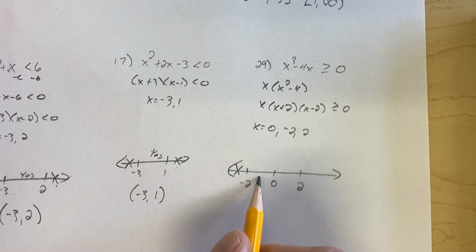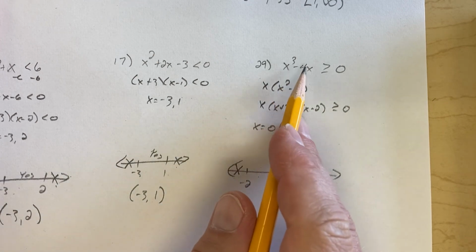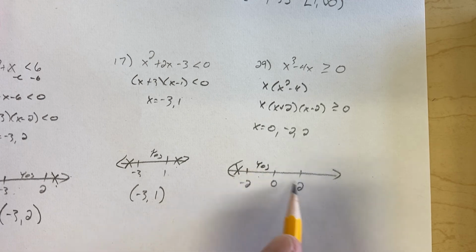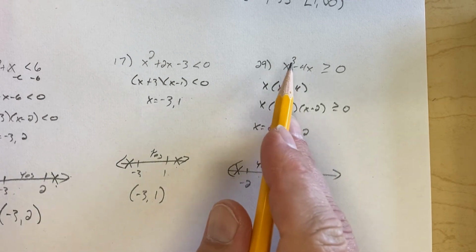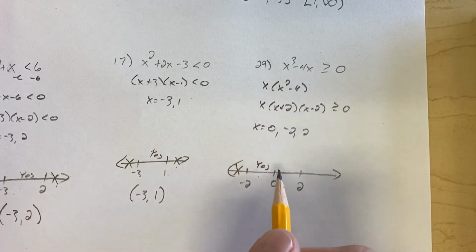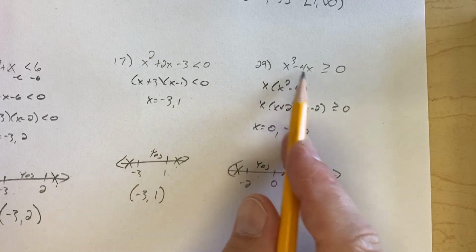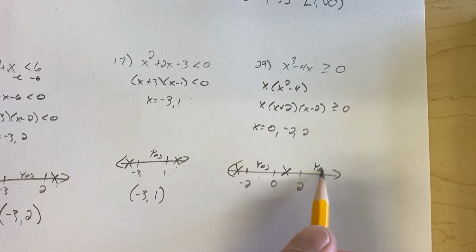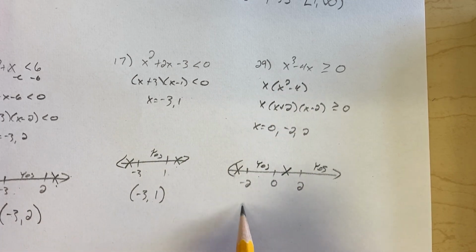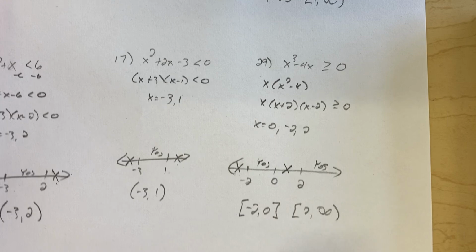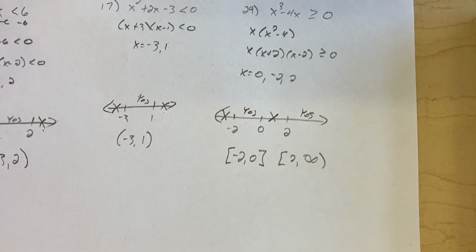Okay. If I try negative 1, I get negative 1 plus 4, that's 3. That is greater than 0, so yes. If I try, say, positive 1, 1 minus 4 is a negative. That's a no. And if I try something bigger, say 10, I get 1,000 minus 40. That's definitely positive, so that's a yes. So we end up with numbers between negative 2 and 0, and from 2 to positive infinity. Those are the numbers that work for that.